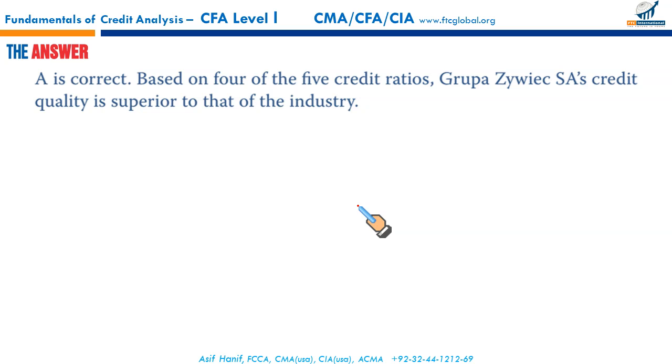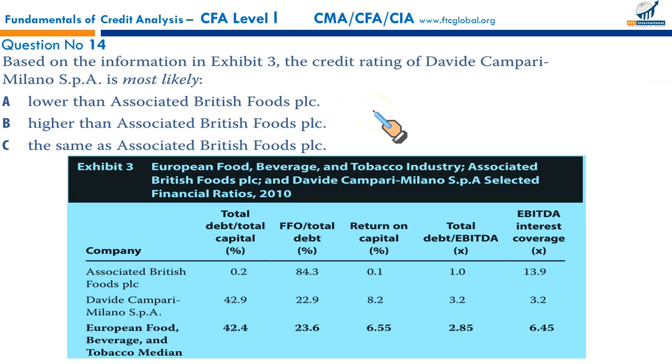A is the right answer. See, 4 out of 5 credit ratios. So moving on to the next question. Based on the following information in Exhibit 3, the credit rating of David Campari Milano, a joint stock company in Italy, pronounced Società per Azioni, SPA, is most likely.